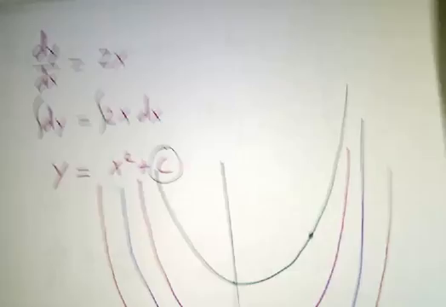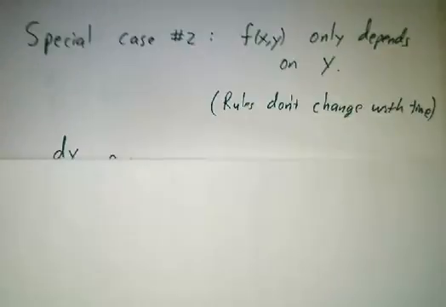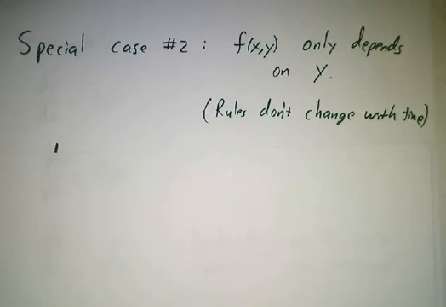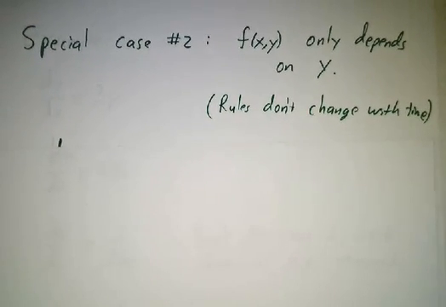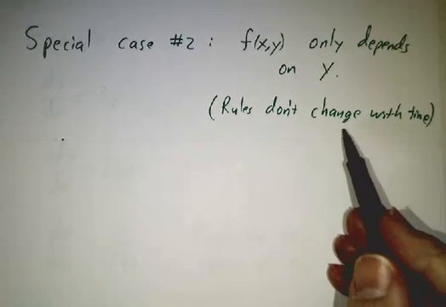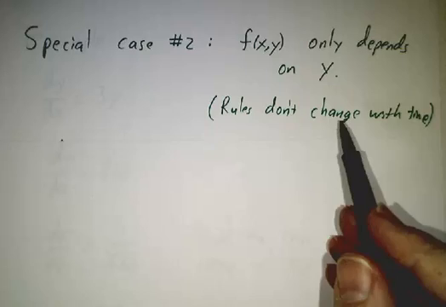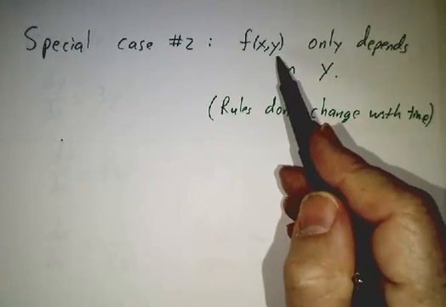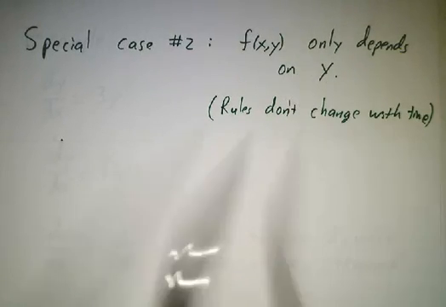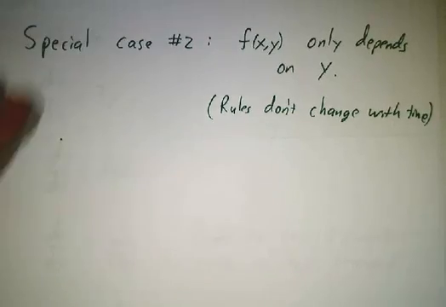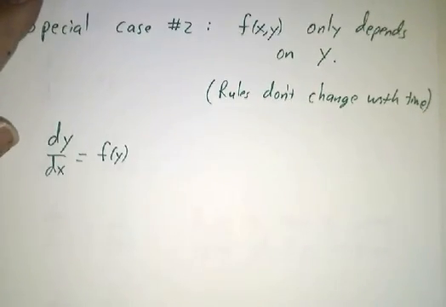Okay, that's the simplest kind. The next simplest kind is where f of x,y does depend on y, but it doesn't depend on x. If we think of x as being the time, it means the rules of the game, the differential equation telling us how something is changing, don't change. The function changes, but the rules don't.